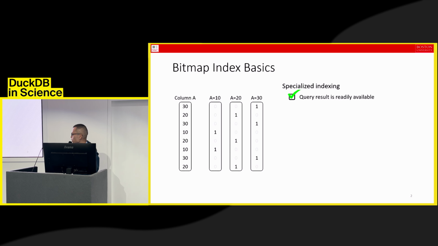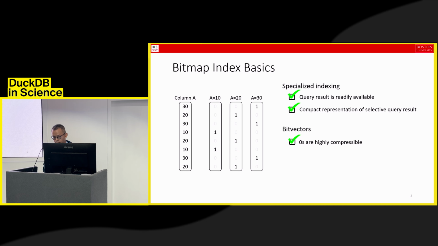Bitmap indexing is useful, in particular for analytical workloads. The fundamental reason is that the query result is readily available, and more importantly, in a compact manner. For example, once a point query arrives, we can simply pick 1 bit vector and just return the bit vector as the result. So it's super fast for analytical workloads.